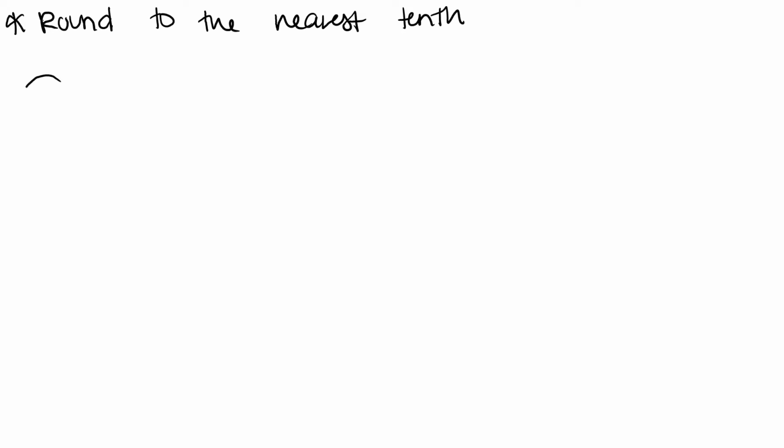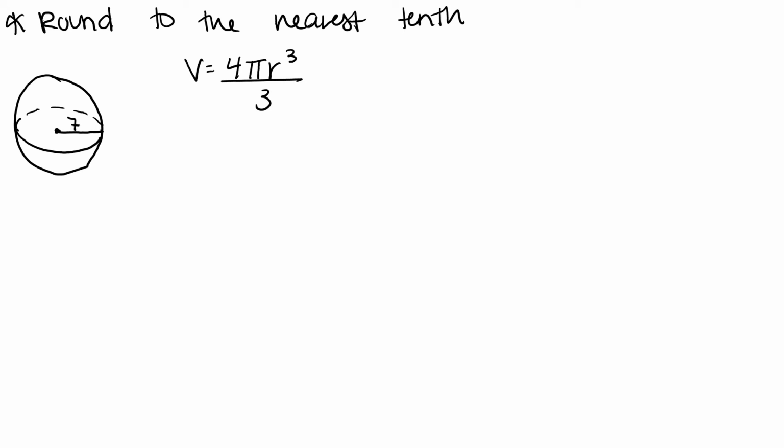So in this problem, we have our sphere, which is our circle. And in our circle, we have a radius of 7. Now the formula for a sphere is going to be V equals 4 pi r to the third power divided by 3. So we're going to plug in our radius, which is 7 to the third power. And everything else stays the same. That's the only piece that we're replacing.